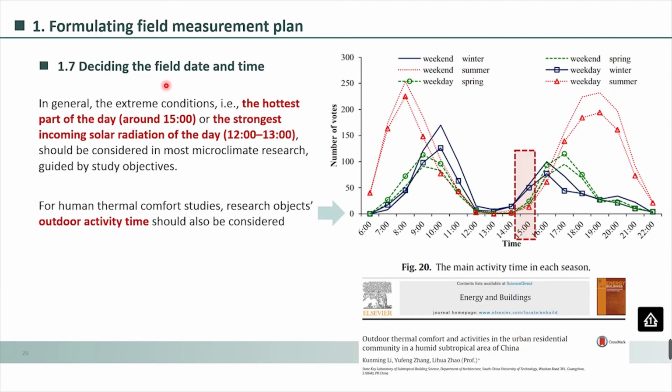And for the field date and the time, from the literature review, we find that the researchers will choose the extreme conditions, i.e. the hottest part of the day that is around 3 p.m. and the strongest incoming solar radiation of the day that is 12 to 13 o'clock. And for some studies focused on human thermal comfort, the research objectives' outdoor activity time should be considered.